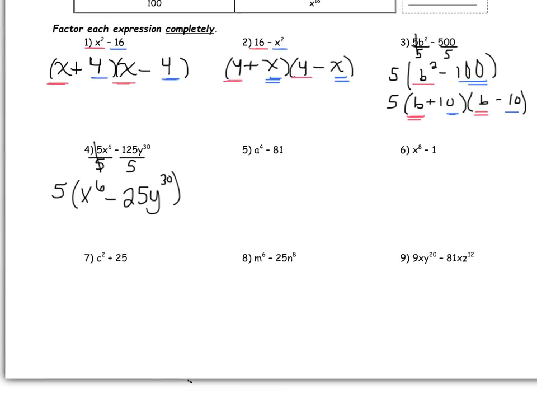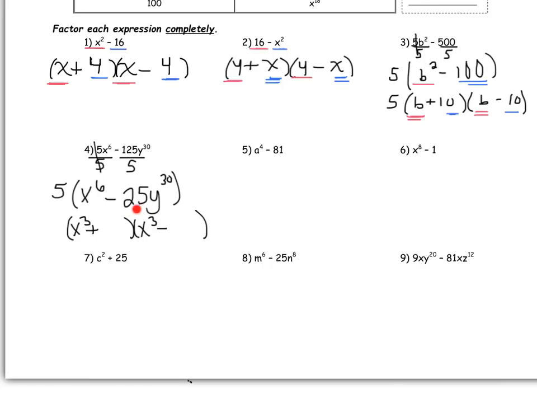So let's check it out. Do I have even powers? 6 is even and 30 is even. Its square root is what goes in these inside spots, right? The square root of 16 is 4, square root of x squared is x. So we're just going to take half of these powers like we said we did before. So x to the 3rd will go here, because x to the 3rd times x to the 3rd is x to the 6th. And we're going to make sure we have a plus and a minus.